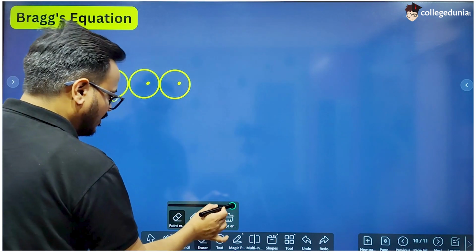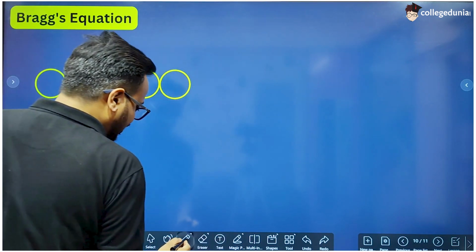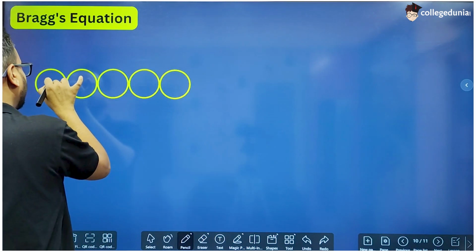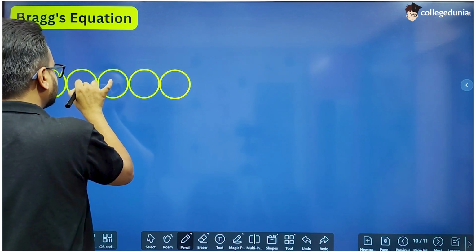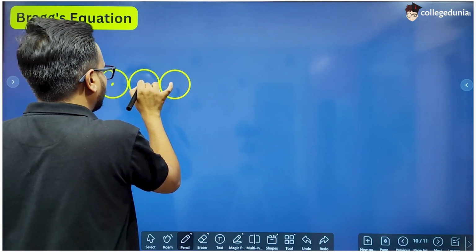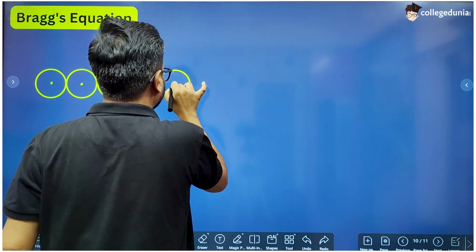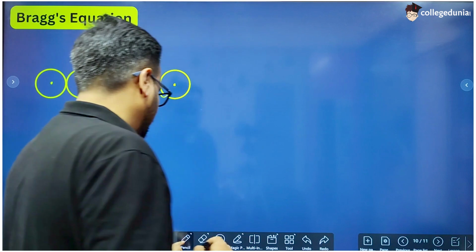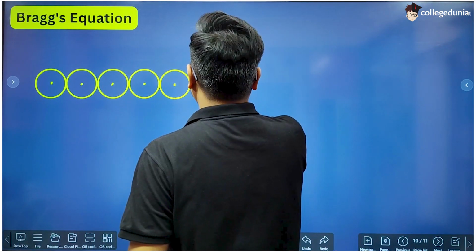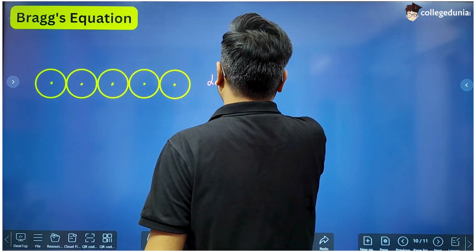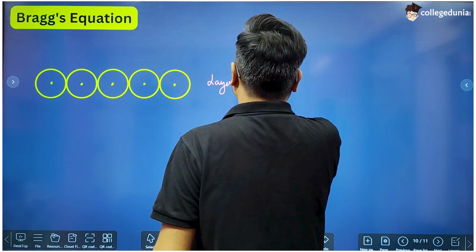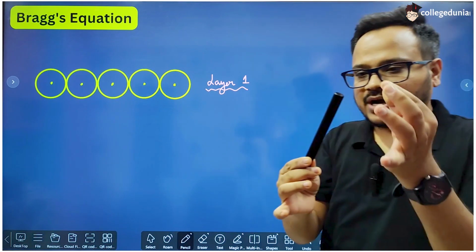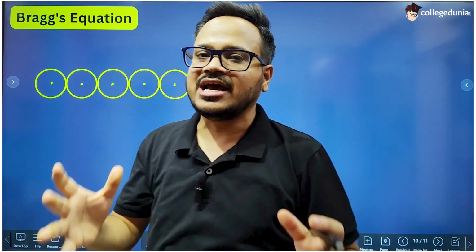So let me make the nuclei again. So central part of these atoms, these are the atoms which are arranged in a material, and this one and this one and this one, these are the nuclei of these atoms. So let us say this is layer 1. What happens? Obviously the atoms in a particular material are arranged in a three-dimensional manner.